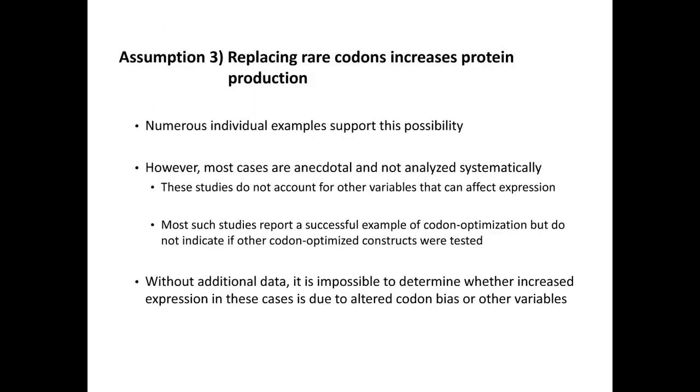The third assumption is that replacing rare codons increases protein production. There are a lot of published studies that show that codon optimization of message X, Y, or Z has higher expression. But these are all individual examples, and in most cases, they've not been analyzed systematically, and they haven't looked at other variables that could affect expression. And they don't indicate if they've tested multiple codon-optimized messages, or if they all work, and without that additional evidence, without doing it in a more systematic way, you can't tell if the results are due to altering the codon bias or to other variables.